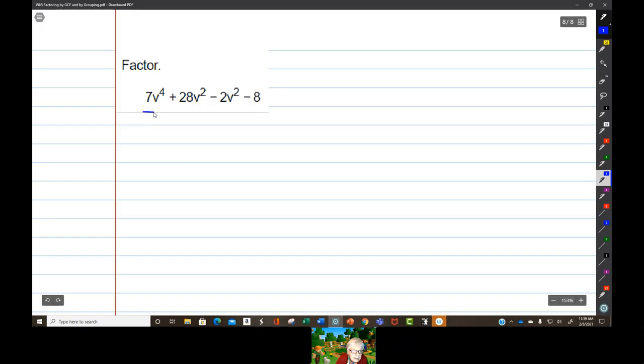And then finally, as long as we have time, let me point this out to you because it's going to become important tomorrow, maybe. You've got 7v to the 4th right here, and you've got minus 8 over here. But look at it. These two terms are like terms. They could be combined into 26v squared. They could be.